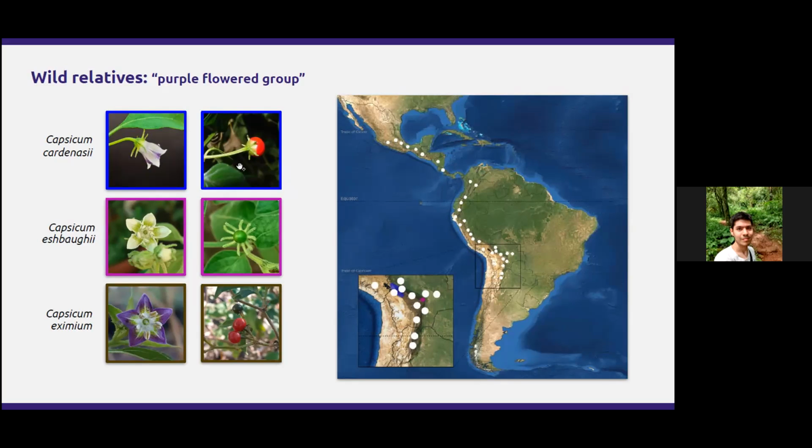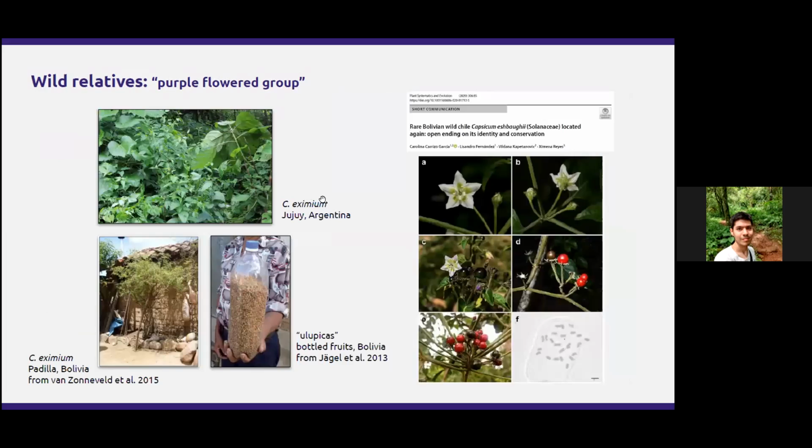So Capsicum cardenasii and Capsicum sbaughii are endemic to these narrow areas in Bolivia, while eximium spans a broader range here, from the yungas in Bolivia to the yungas in Argentina to the dry valleys of central Bolivia. What about the habitat of these plants? In these photos, you can see the place where Capsicum eximium usually grows, for example in this photo of the Argentinian yungas, and also in these dry valleys of central Bolivia. This photo is from Padilla in the province of Chuquisaca.